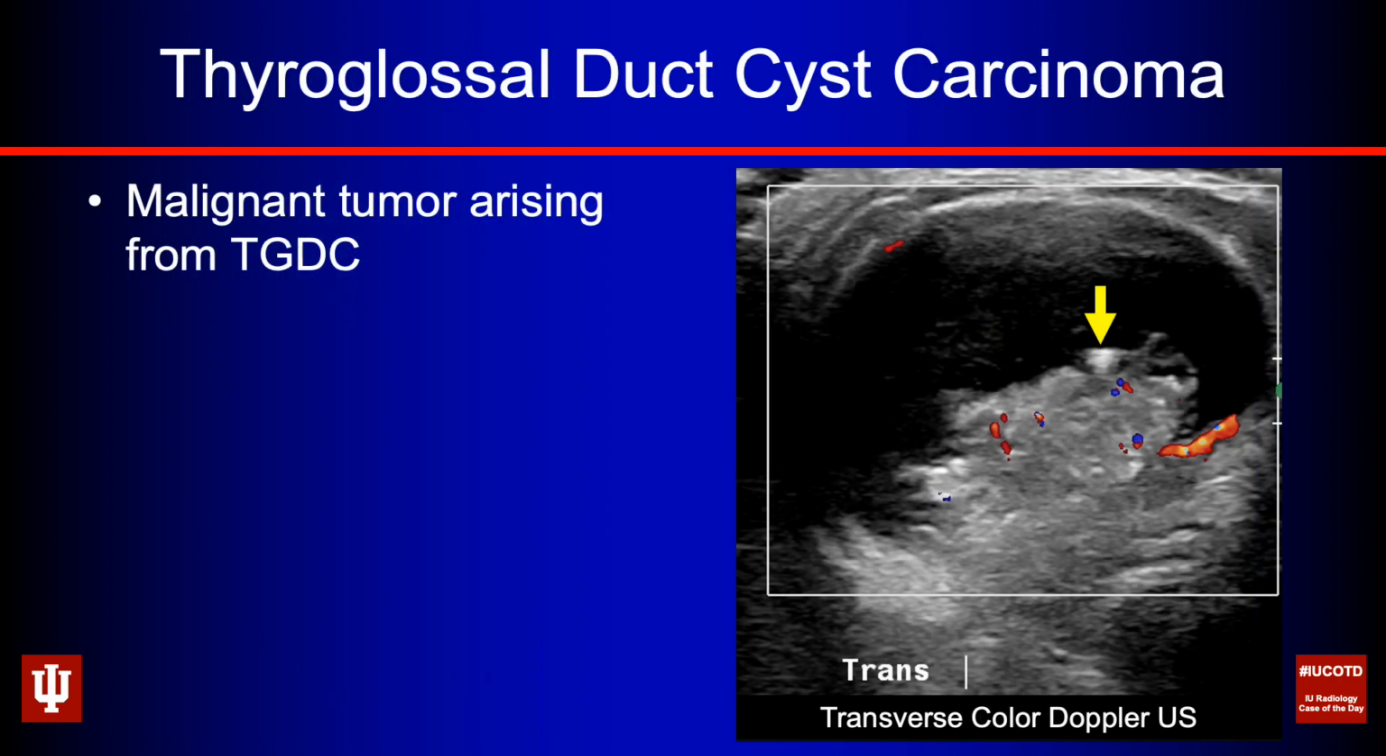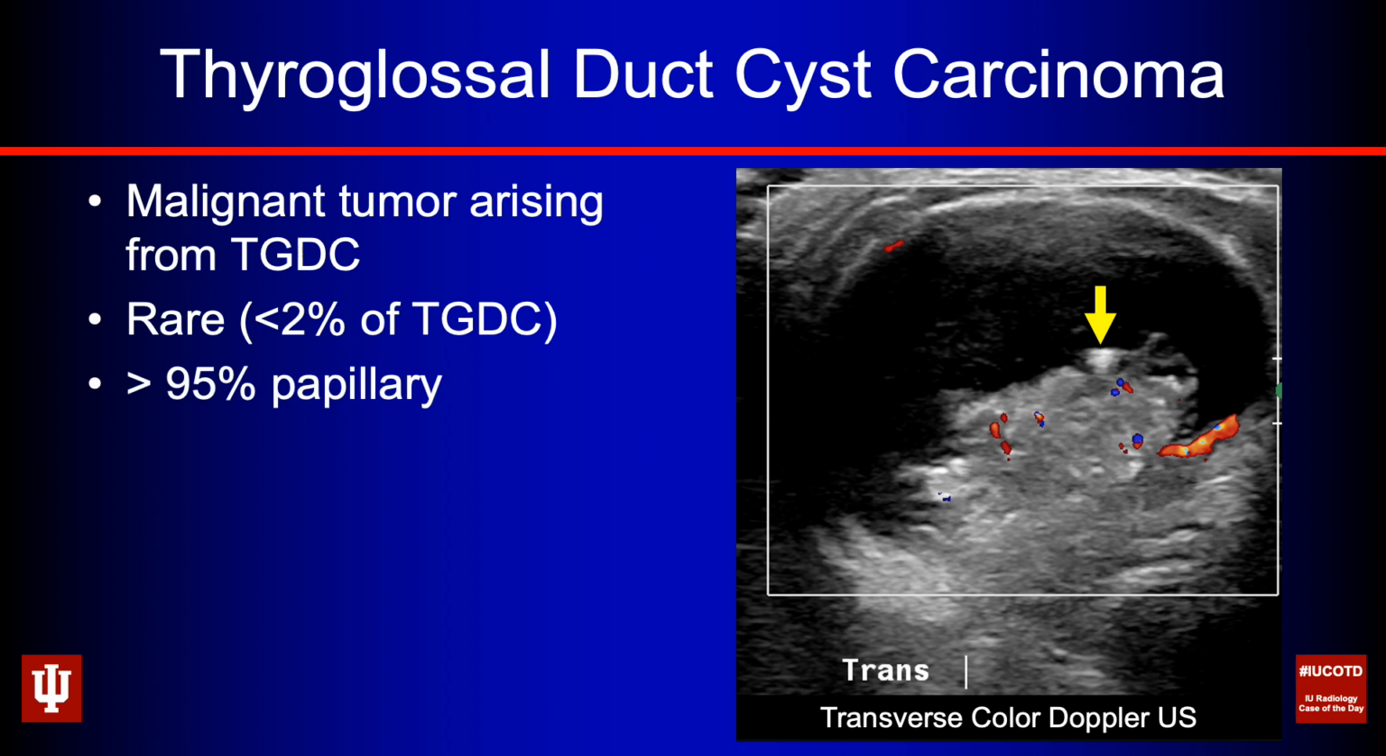So, thyroglossal duct cyst carcinoma is a critically important thing that head and neck imagers be aware of. And this is a malignant tumor that arises from a thyroglossal duct cyst. Unfortunately, these are rare. We're talking about probably less than 2% of thyroglossal duct cysts eventually, if given the full natural history, would break bad and become a thyroglossal duct cyst carcinoma.